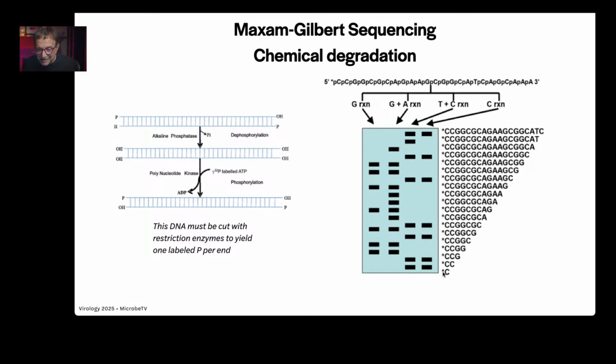So you could then read off these bases. And I would do this. I would run these gels. You would have to put a piece of X-ray film on them to expose them and get this autoradiogram, as we called it.